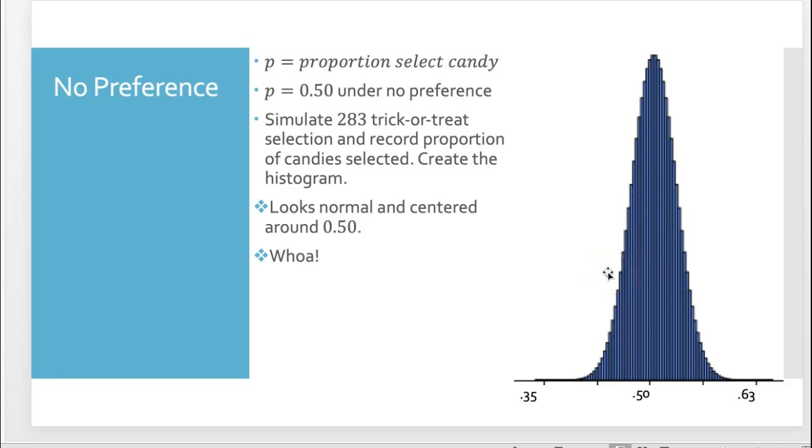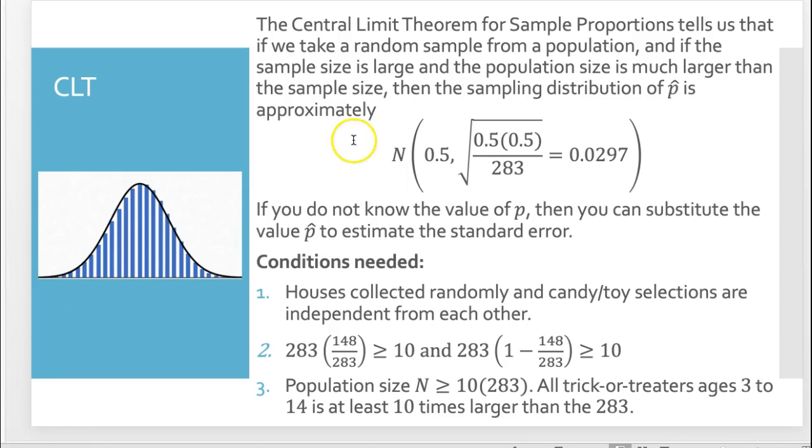We did it before using StatCrunch and things like that, but you can see here that the distribution of the sample proportion is definitely a normal distribution, centered at 0.5, right? And that's what this is verifying for us. Centered about 0.5, normal distribution here.